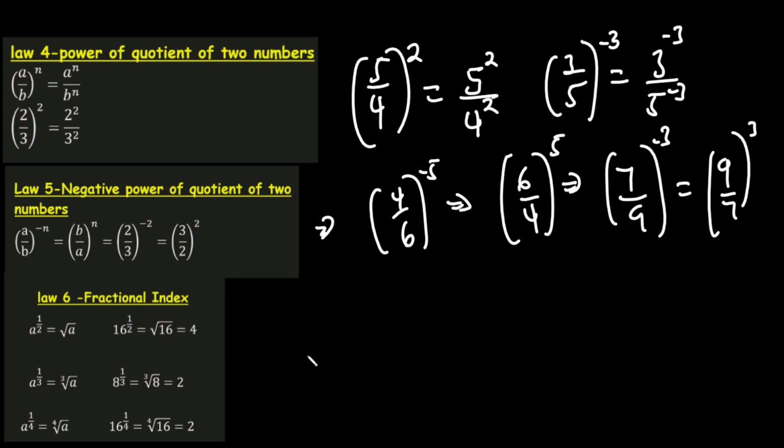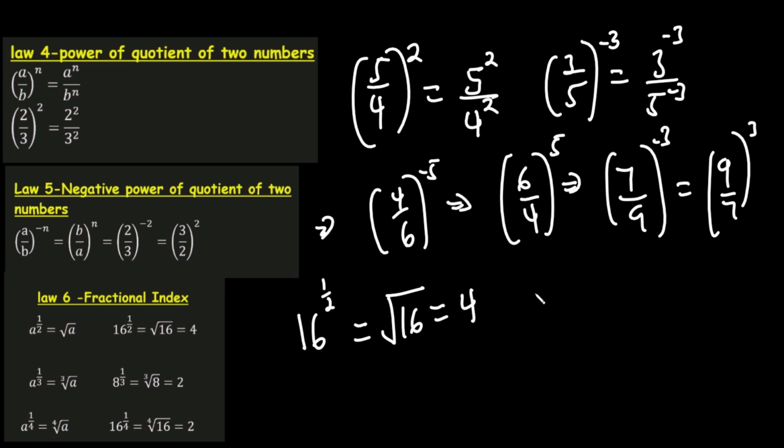This one says that any number raised to the power half is equal to the square root of the number, or any number raised to the power 1/3 is equal to the cube root of the number, or any number raised to the power 1/4 is equal to the fourth root of that number. For example, 16 raised to the power 1/2. Instead of writing the 1/2, the 1/2 is the same as the square root. So we write the square root and put the 16 inside. And the square root of 16 is equal to 4.